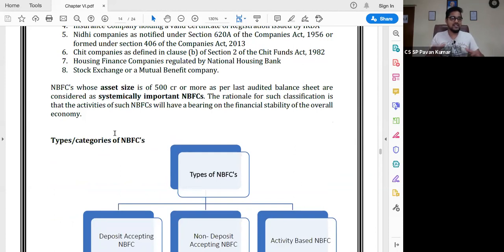In that case, since they have more than 500 crores, these types of NBFCs are called systematically important NBFC companies, because they play a major role in the economy.